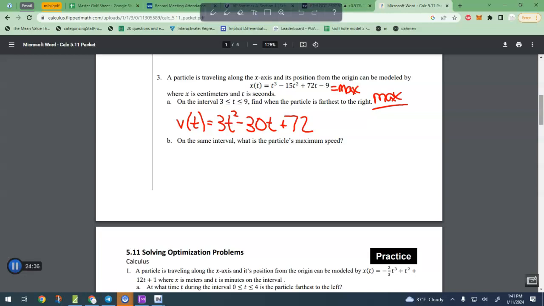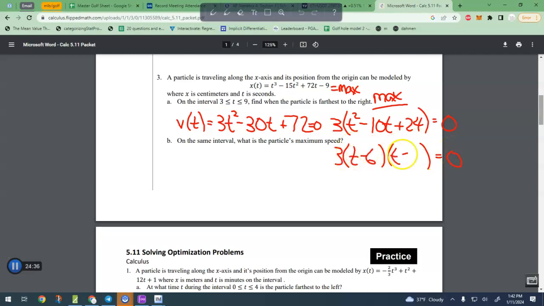I'm going to have to factor that. So I can take a 3 out. Let's try that first. t squared minus 10t plus 24. And I forgot to put the equals. What is this equal to? It's equal to 0 because I don't know what the max is, but I know it's a number. The derivative of whatever number is 0. And I can factor this. So that'd be t minus 6, t minus 4. Agreed? So then what are my two solutions? t equals 6 and t equals 4.